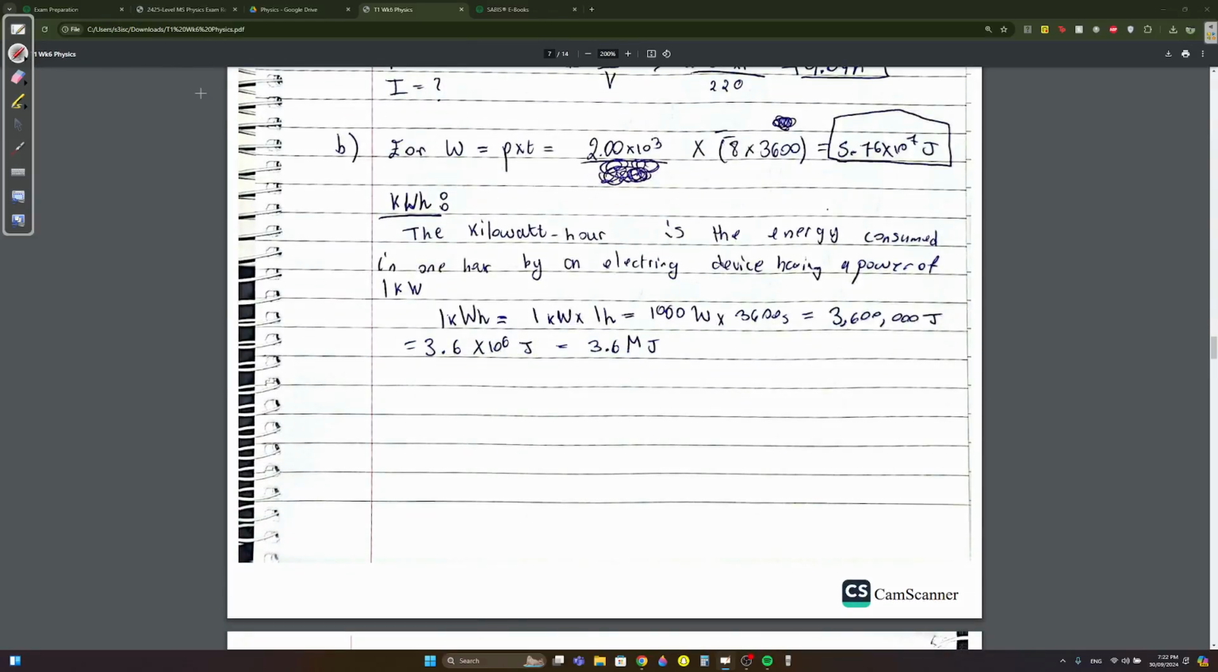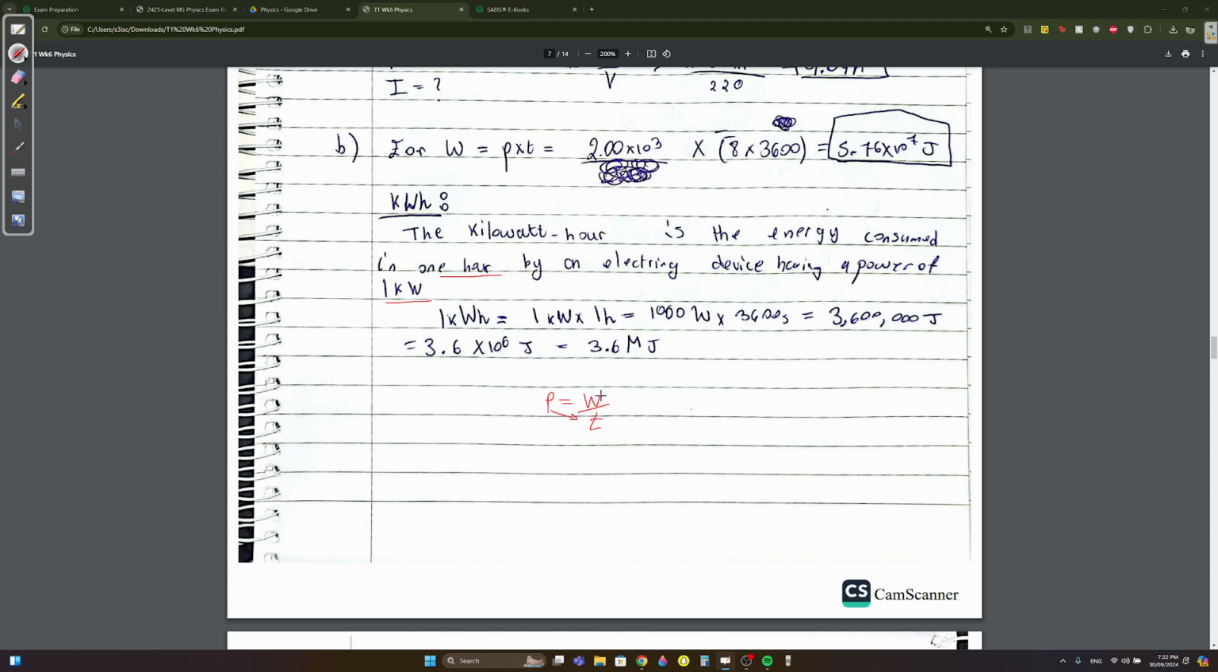Okay, kilowatt hour. The kilowatt hour is the energy consumed in 1 hour, obviously, by an electric device having a power of 1 kilowatt. Okay, guys, this is very silly. You know power equals energy divided by time, work or energy, whatever. Power has a unit of watts, right? So 1 watt is equal to 1 joule per second, right? What the kilowatt hour is, they found a new unit for energy. They just multiplied power by time.